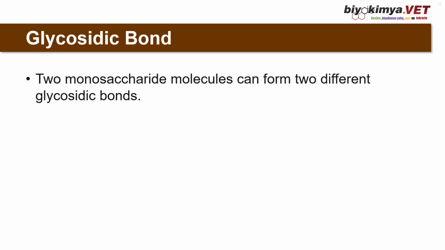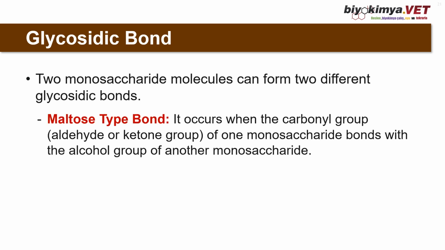Two monosaccharide molecules can form two different glycosidic bonds. The first is the maltose type bond. It occurs when the carbonyl group, meaning the aldehyde or ketone, in Haworth projection the hemiacetal structure, of one monosaccharide bonds with the alcohol group of another monosaccharide.